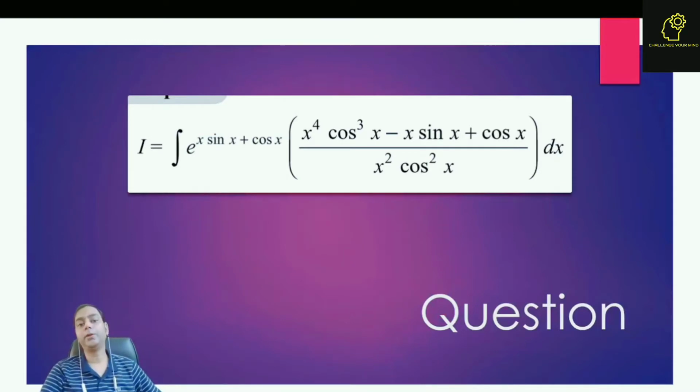Hello students, in this video I am going to discuss a question from indefinite integration. The question is, we need to find the value of the integral of e raised to x, (x sin x plus cos x) into (x raised to 4 cos cube x minus x sin x plus cos x) whole divided by x square cos square x dx. This is a very difficult question of indefinite integration. Now I am going to give a very interesting approach to solve this problem.